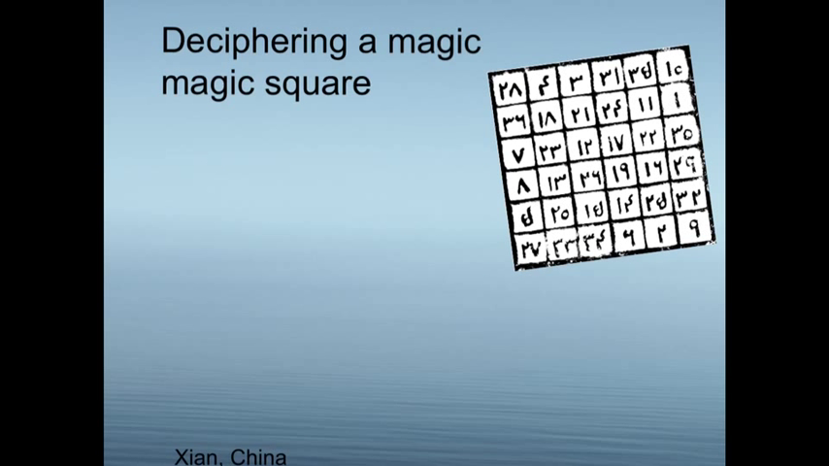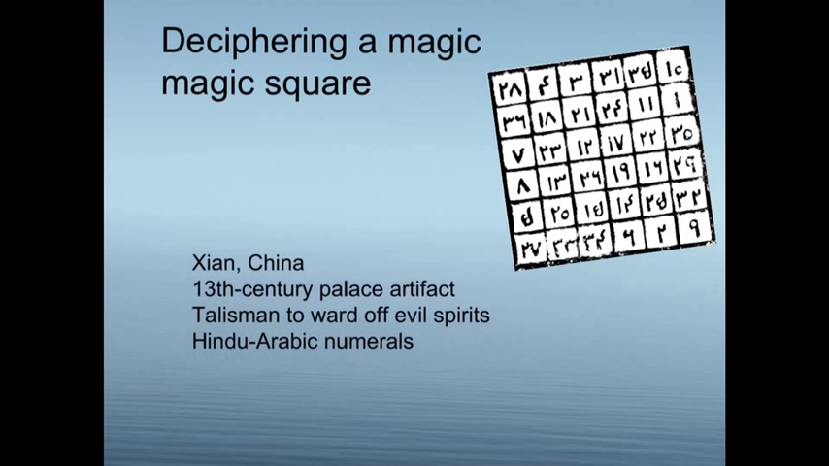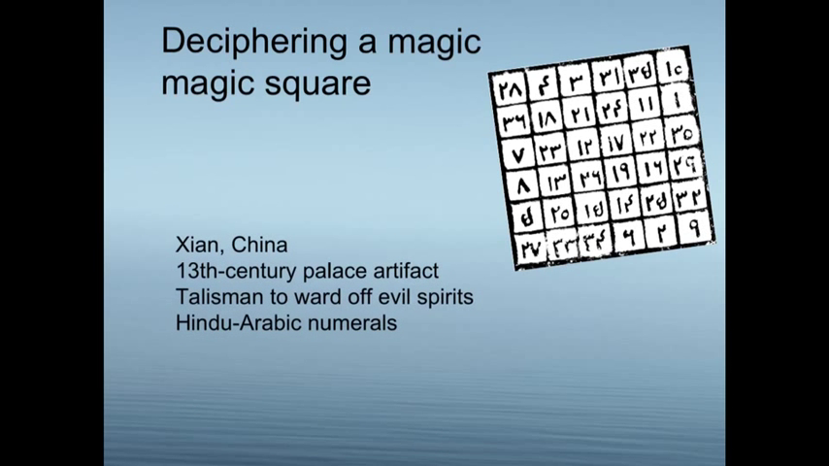Today we're going to look at a magic square. I found this magic square in a museum in Xian, China. It's a 13th century artifact that was found buried at the corner of a palace. It was designed to ward off evil spirits. One of the interesting things about it is it's using Hindu Arabic numerals rather than Chinese numerals.